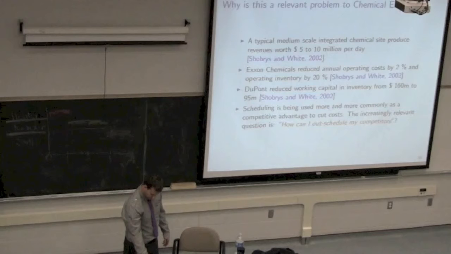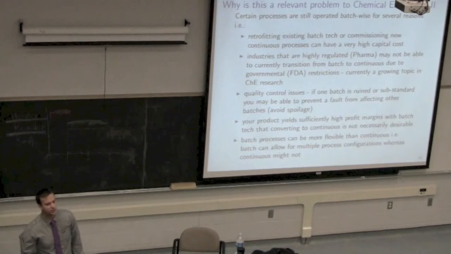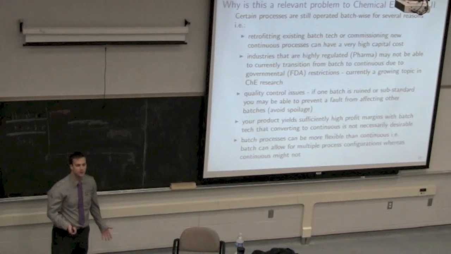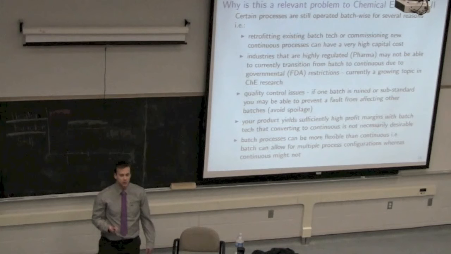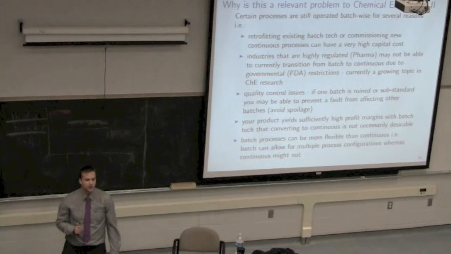So at this point, maybe you're wondering, why is batch technology used? Is continuous not better? Isn't it more efficient? That's what we've been learning about from most of our undergrad. Well, not necessarily. One of the reasons that a lot of batch technology is still used is that the retrofitting from a batch plant to a continuous one might have a very, very high capital cost. So switching is not that easy. There are barriers to switching.